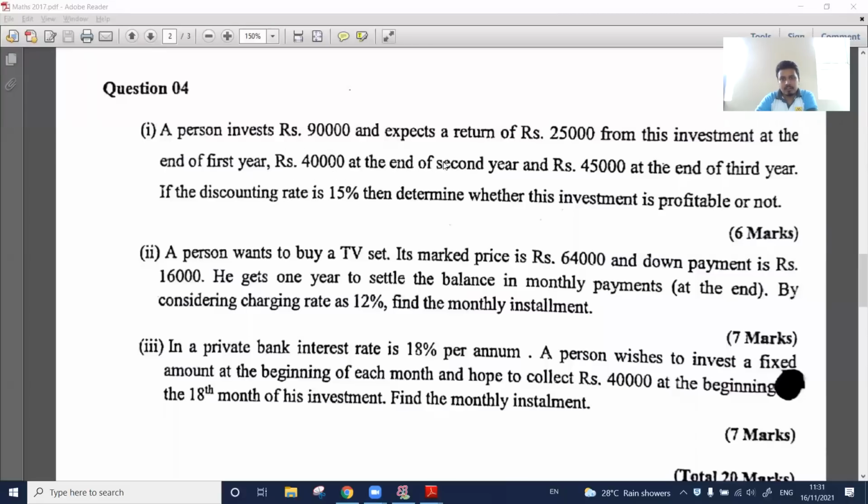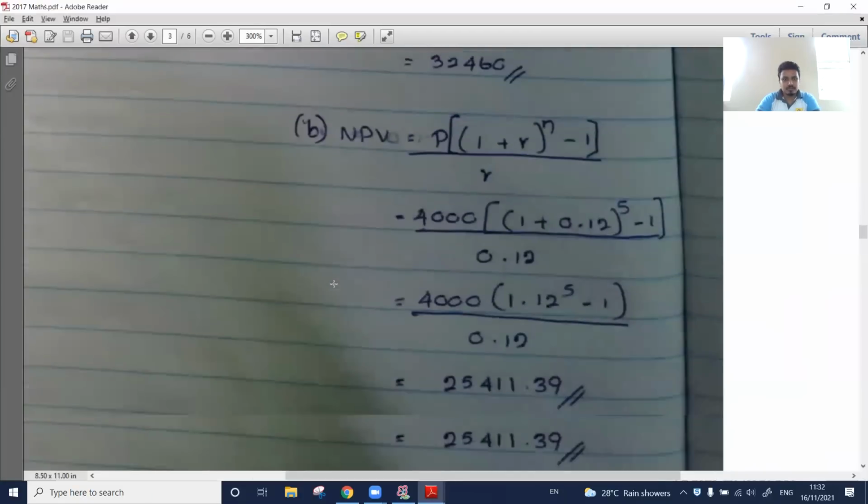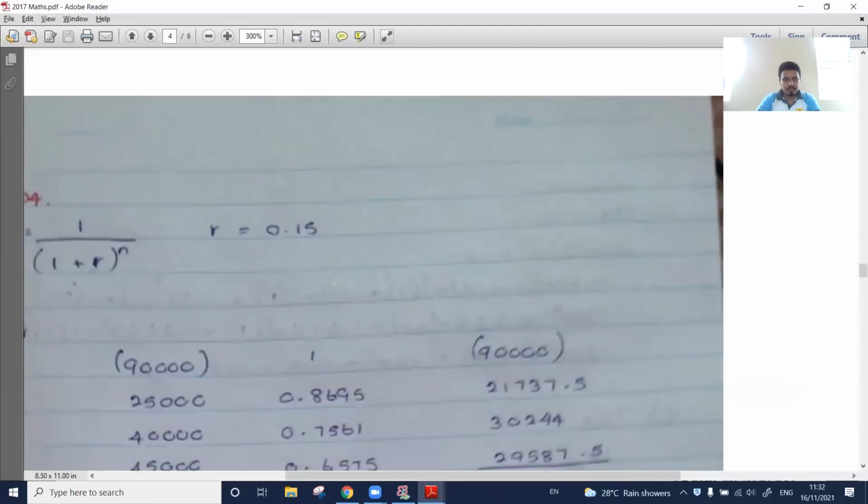40,000 rupees at the end of the second year and 45,000 rupees at the end of the third year. So he invests 90,000 rupees and expects a return of 25,000 in year 1, 40,000 in year 2, and 45,000 in year 3. If the discounting rate is 15%, then determine whether this investment is profitable or not, right? What is the technique we need to use here? Net present value, right? We need to find the net present value.